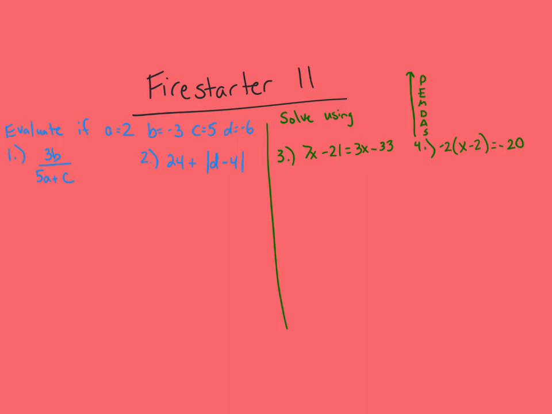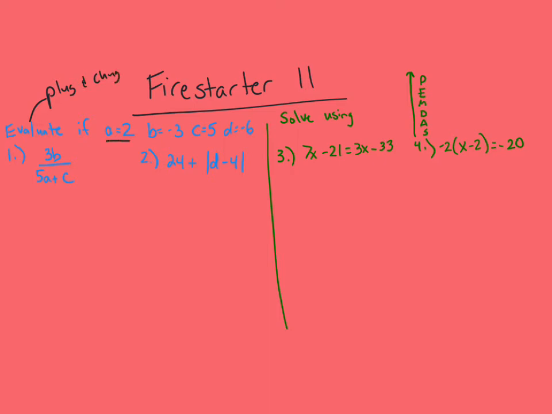Alright, so I'm going to go over Firestarter 11 for geometry. This is some basic algebra stuff. This post-test study starts from when we first started class, when we started going over simple algebra. When it says evaluate, that basically means we're going to plug something in, so you're going to use plug and chug.